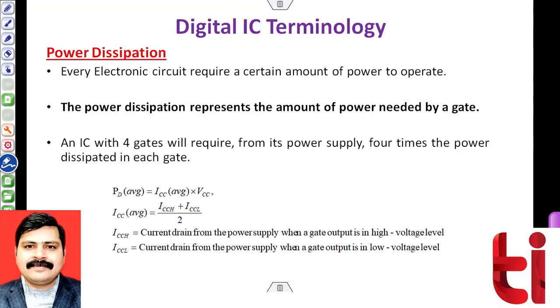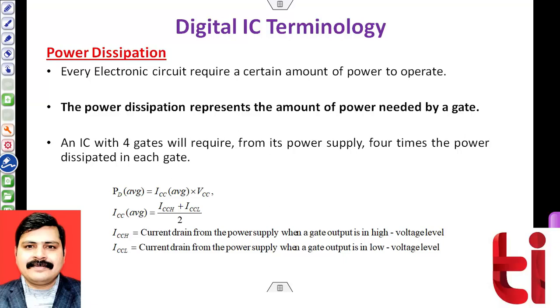An IC which has four gates will require from its power supply four times the power dissipated in each gate. That means if I am interested in finding the power dissipation of the IC, it has to be multiplied by four times the power dissipation of a single gate. In general, the formula for power dissipation is power equals current into voltage. So average power dissipation is the average current multiplied by the DC voltage VCC, and the average current can be calculated as the average value of ICCH and ICCL.